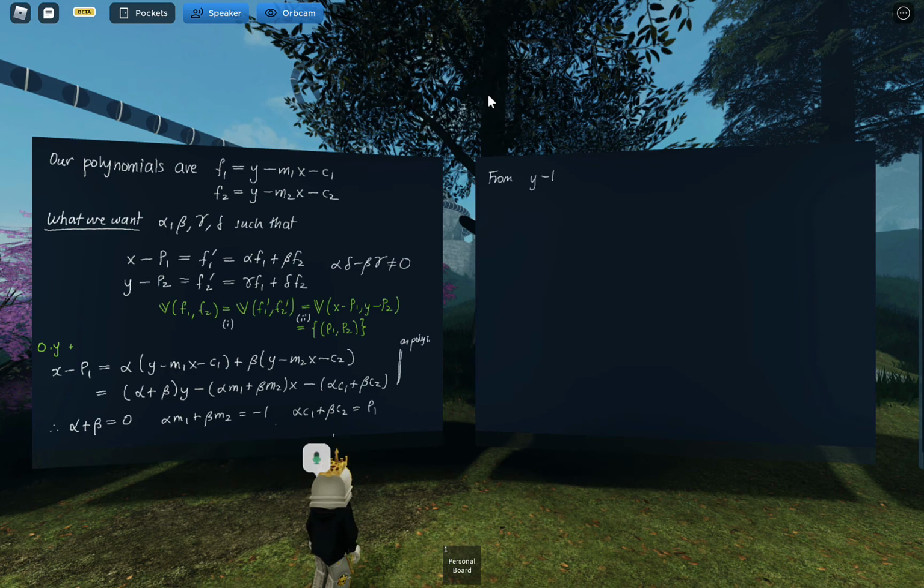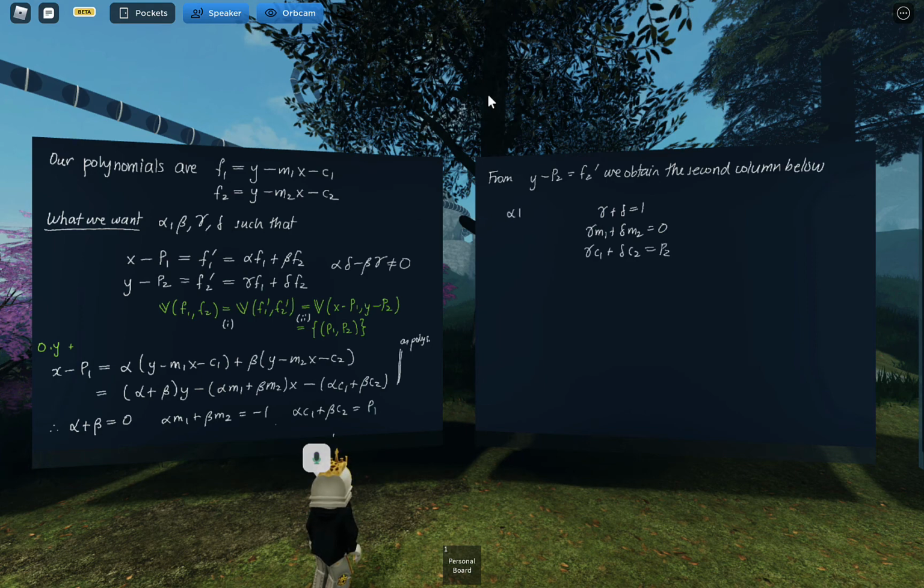Okay, so from y minus p2 is equal to f2 prime. I'll just skip over the derivation, I think. So we get the equations I'm writing now. So let me put up here the first set of equations.